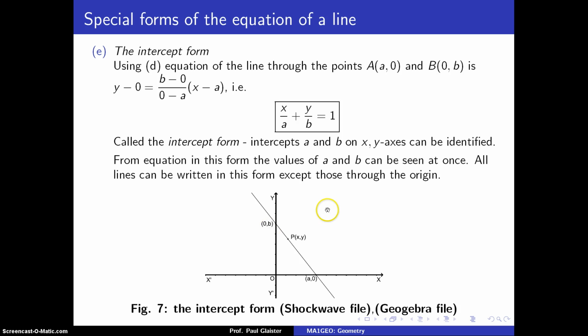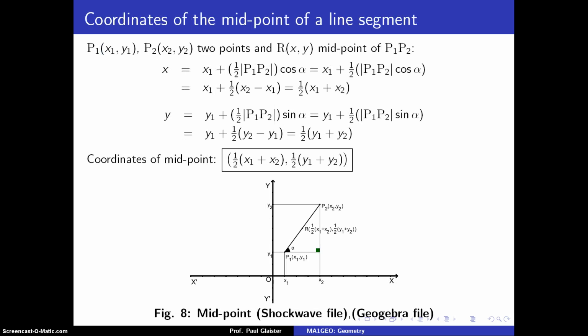And it's very simple to establish that if you make y equal to 0 in here, it gives you x equals a, which is this point, and if you put x equals 0 here, it gives you y equals b, which is this point. And once you've got 2 points, you have a straight line.